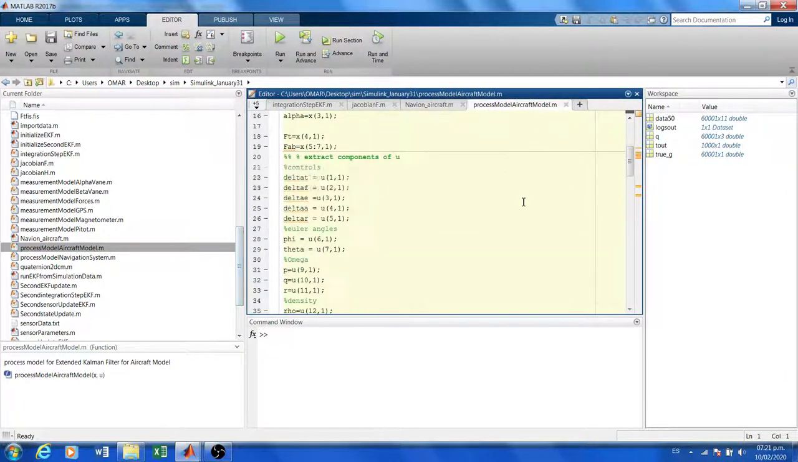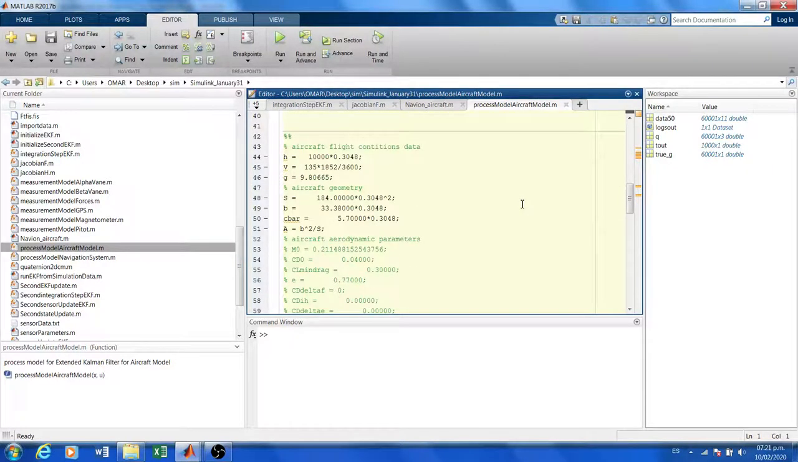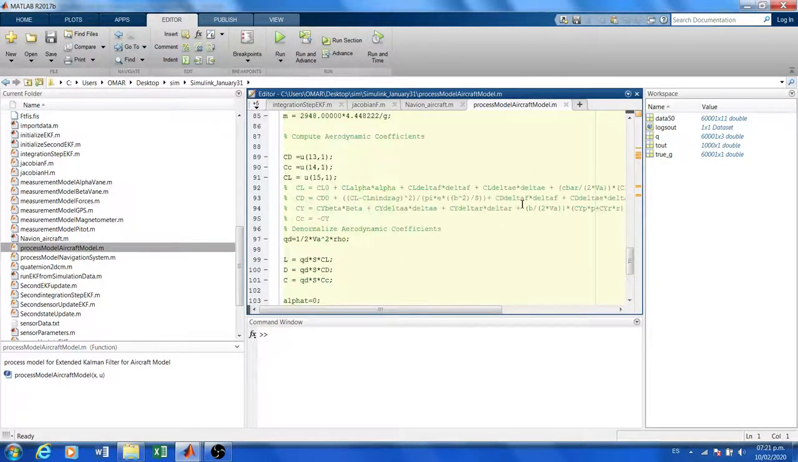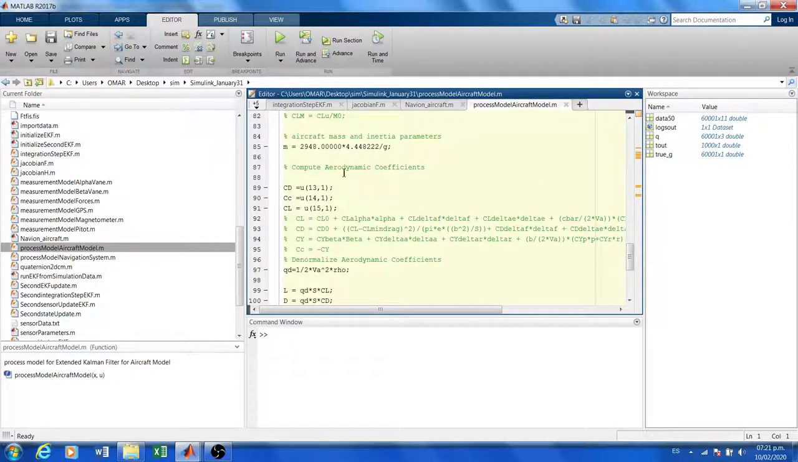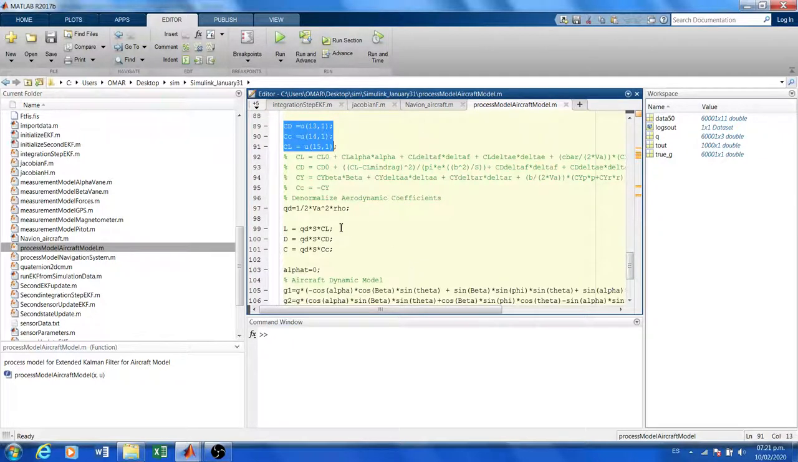Okay, this is the process of the second extended Kalman filter. The process model. So this is all the processes, like the equations. I first tested with the dynamic equations that use the derivatives. Later, I replaced it with the fuzzy inference system model. And from those coefficients, I compute the lift, drag and crosswind coefficients.